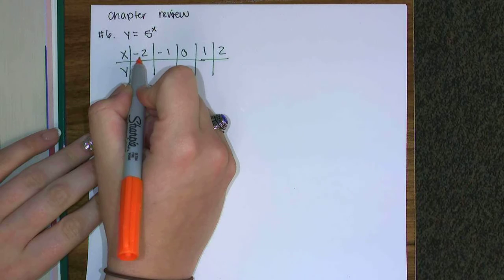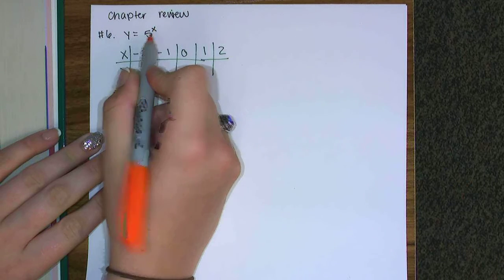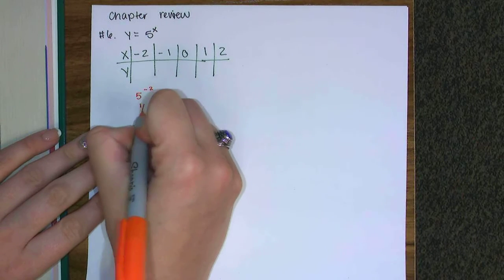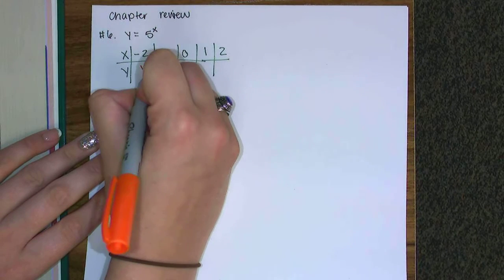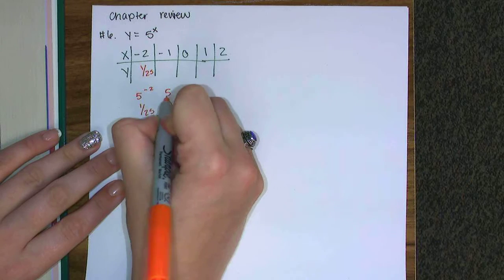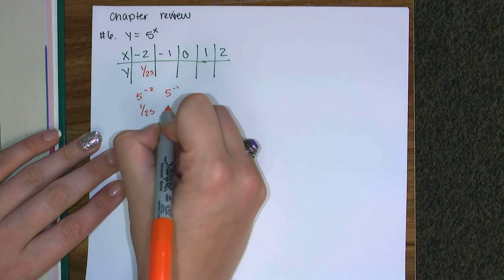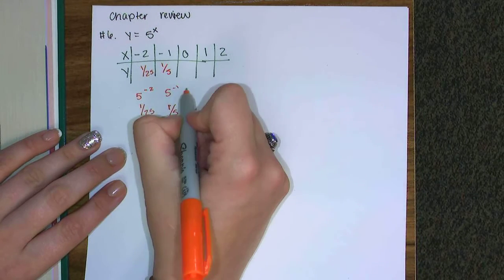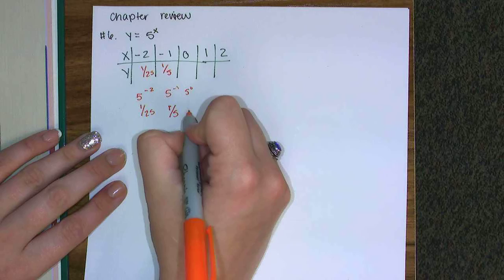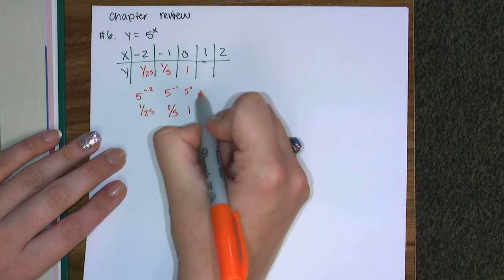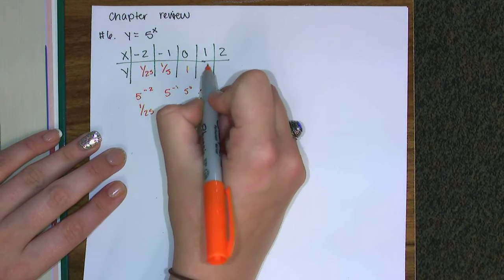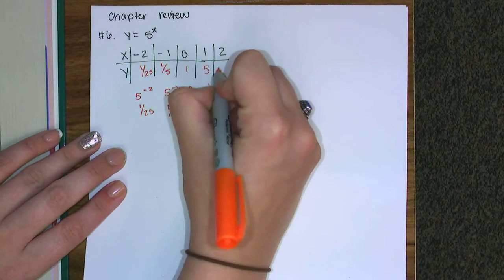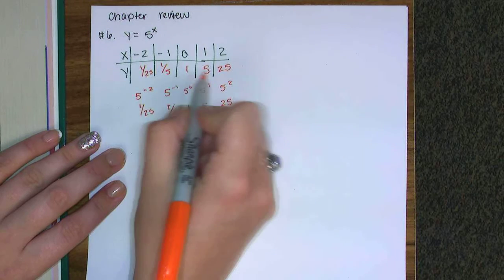So I'm going to plug this value in for x. This is going to be 5 to the -2, which is 1 over 25. This is 5 to the -1, which is 1 over 5. This is 5 to the 0, which is just 1. 5 to the 1 is just 5. 5 squared is 25. Now, I have all of these values.